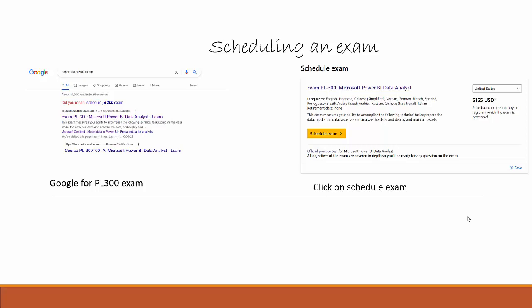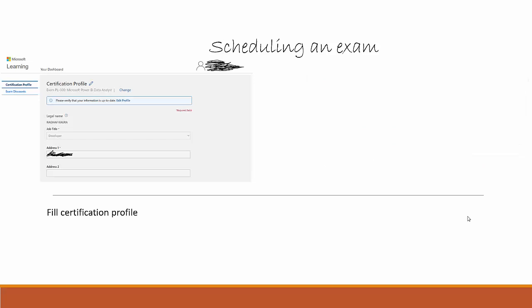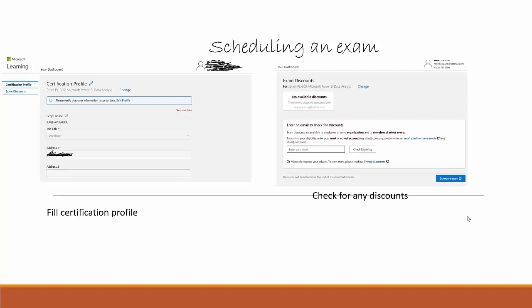There's a yellow button and you click on that button. Then it asks if you've never taken a Microsoft exam, it will ask you to fill the profile. Otherwise, you can just carry on with this if your profile is already filled. After that, you check if there are any discounts available or if you're eligible for any discounts. Just apply any discount in case you have any coupons with you.